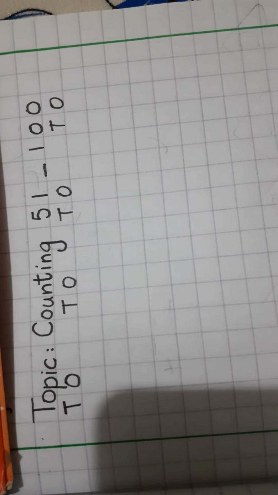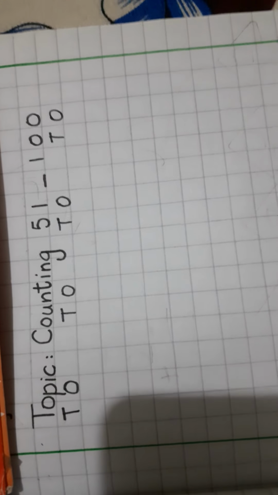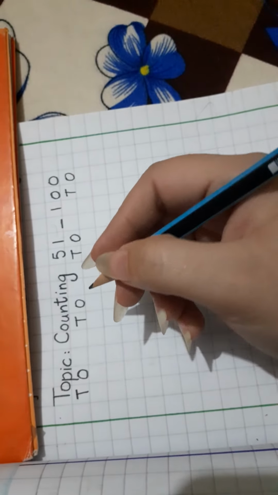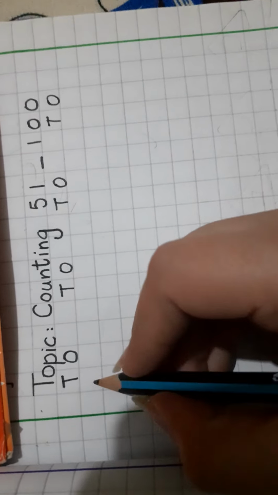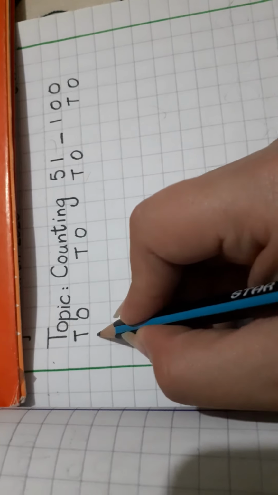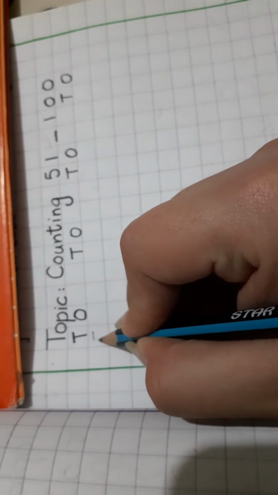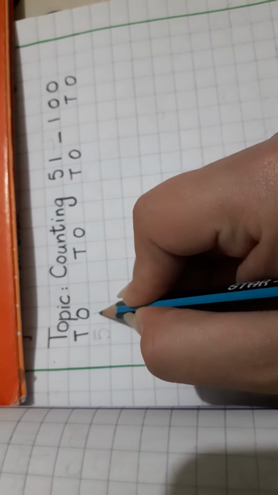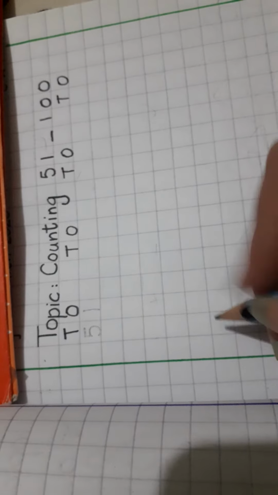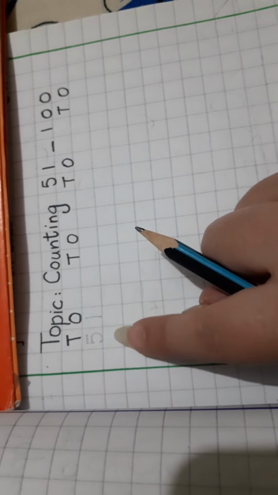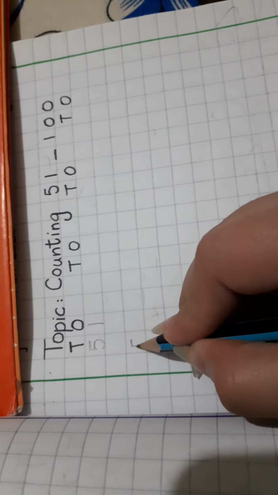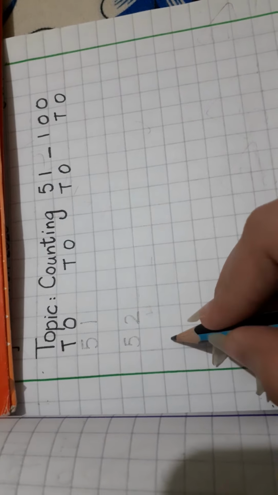Okay, now let's start our counting. Take a pencil in your hand and now write 51. Give one square space. 52.